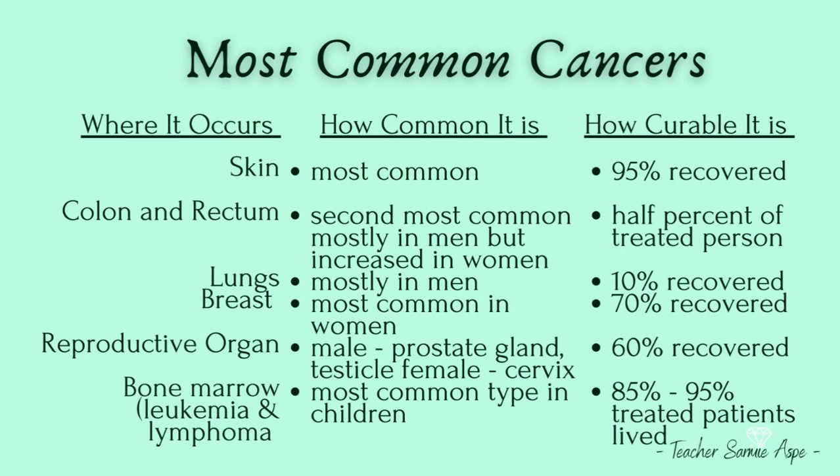On the first column, you're going to see where it occurs, like from the skin, colon and rectum, lungs, breast, reproductive organ, bone marrow like leukemia and lymphoma. On the second column, you're going to see how common it is. And then on the third column, you're going to see how curable it is.